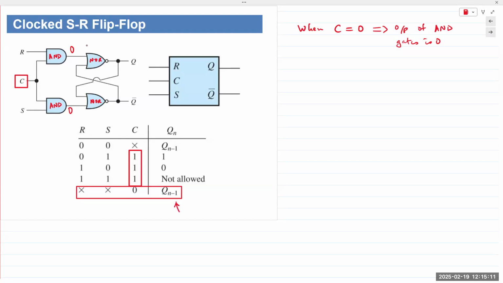Okay. When the clock is 1, then it functions as the standard SR flip-flop. Meaning if S is 1, then your output Qn is 1. If S is 0, the output Qn is 0. If the clock is not present and R and S are both 0, 0, then it doesn't matter what the clock does, because the AND gate output will always be 0.